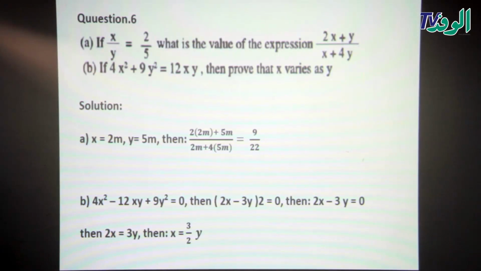Okay, let's start number 6. Number A, if x over y equals 2/5, what is the value of the expression 2x plus y? Here x over y equals 2/5, then x equals 2m and y equals 5m. We replace x with 2m, and y here with 5m. So 2 times 2m plus 5m, that is 4m plus 5m. Take out the m's: 4 plus 5 is 9, and here 4 by 5 is 20 plus 2 is 22.